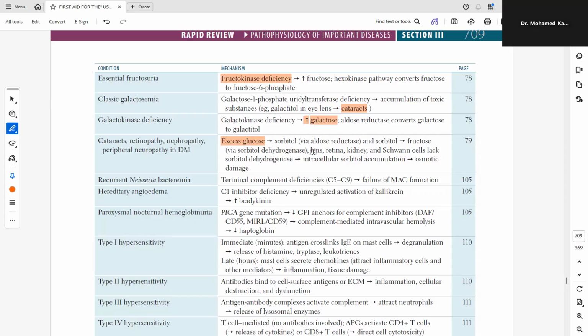So in the lens, retina, kidney, and Schwann cells, they lack sorbitol dehydrogenase. They lack this enzyme. What will happen? Intracellular sorbitol accumulation. So this first step is happening, the second step is not happening, leading to osmotic damage. And this osmotic damage is the cause of cataract, retinopathy, neuropathy, peripheral neuropathy, and diabetes mellitus. So these are the cause of these complications.